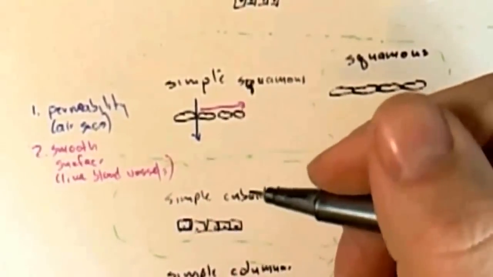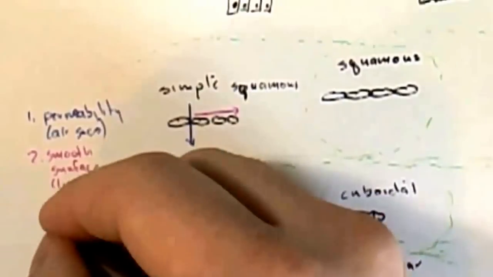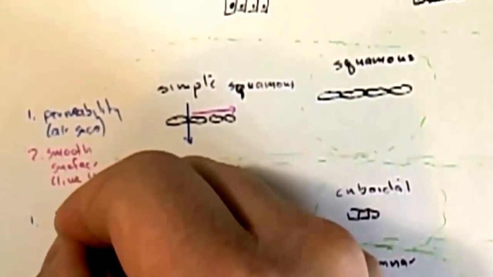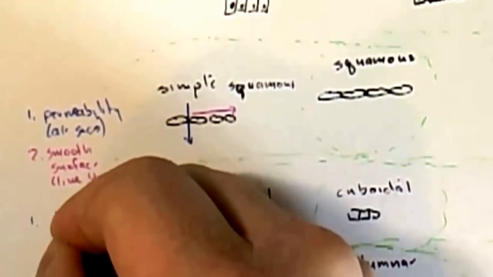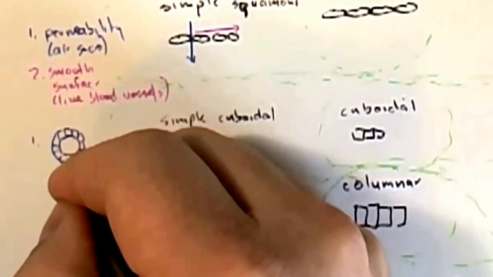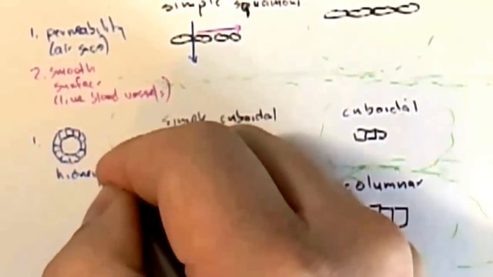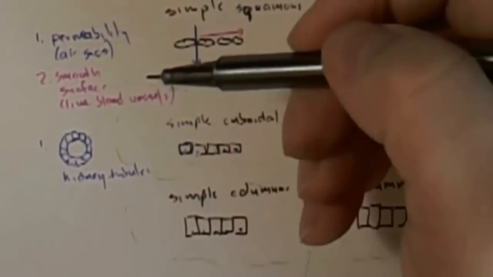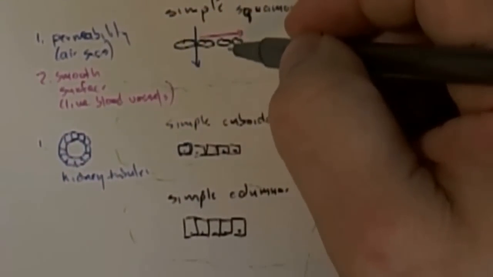Now, why you might want cuboidal is because maybe you need some structure, or that cell needs to make something. The classic example, and where you're going to see this mostly, is in tubules or ducts. The main classic example that we'll see in lab is kidney tubules. So you want something with a little bit of a structure so that you can make a tube. A simple squamous cell would not make much of a tube.